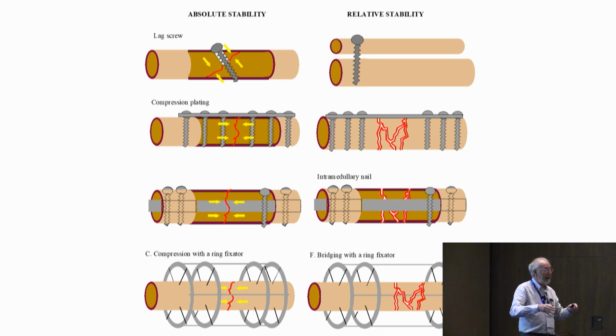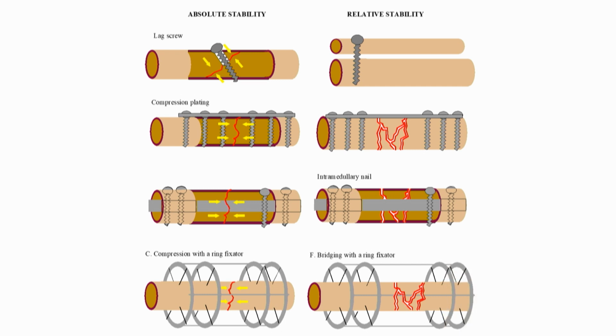Preload doesn't depend on the tools that you're using. It depends on how you're using them. So you can put screws in to get relative or absolute stability. You can use a plate to get either. You can use a nail to get either. So you can use pretty much any sort of device to preload if you want to. So you need to think when you're doing it, am I preloading this or not?